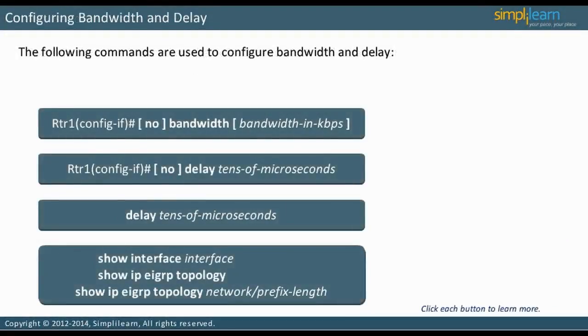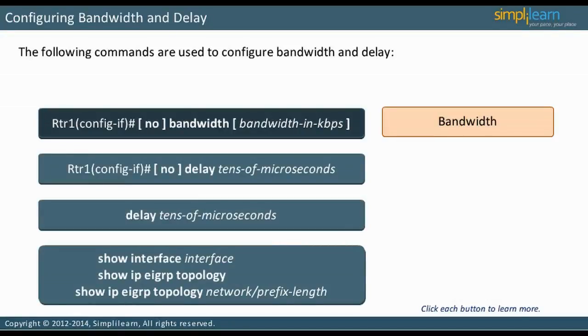Click each command to see the actions performed. This is the command that you use to reset the bandwidth. This is the command that you use to reset the delay. If you prefix the bandwidth or delay commands with no, this resets the values to default. Note that the bandwidth is in kilobits per second, and the delay is in tens of microseconds. Click the last two command buttons.